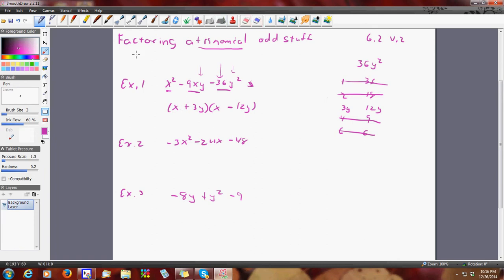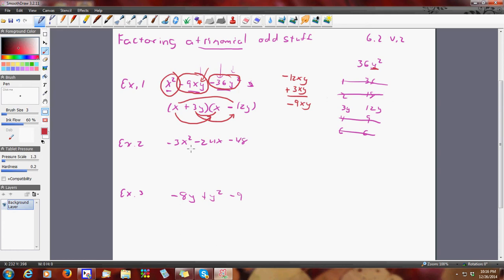So if I did FOIL real quick, I'm going to do some red. I get x times x, which gives me my x squared, check. I get a negative 12xy as my outside terms. My inside terms are going to be positive 3xy, which gives me a negative 9xy, check. And then I already know that 3y times negative 12y is negative 36y squared. So that checks out. So that's it. Just wanted you to see that. Like I said, don't be freaked out by that. Make sure there's a y in the middle, and then you'll be okay.